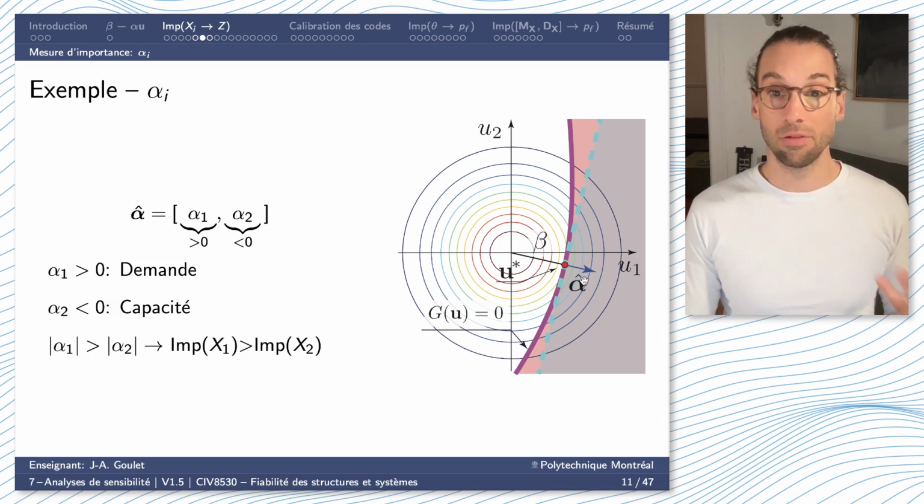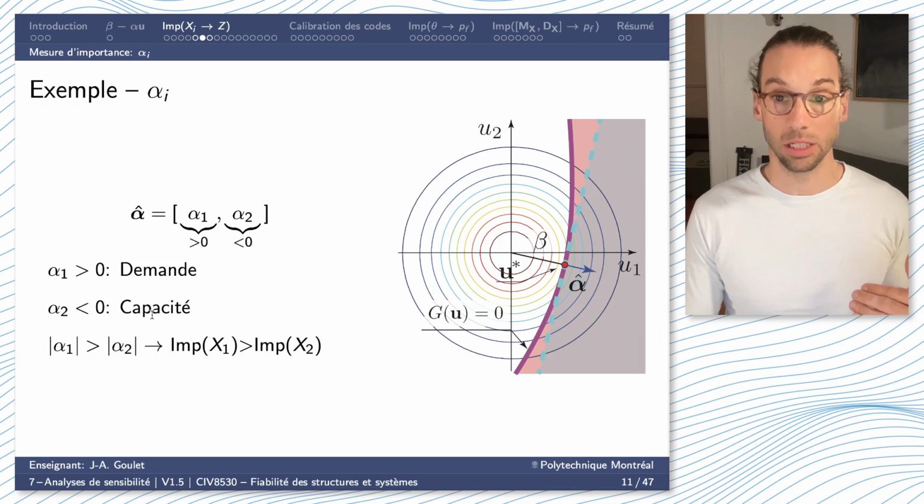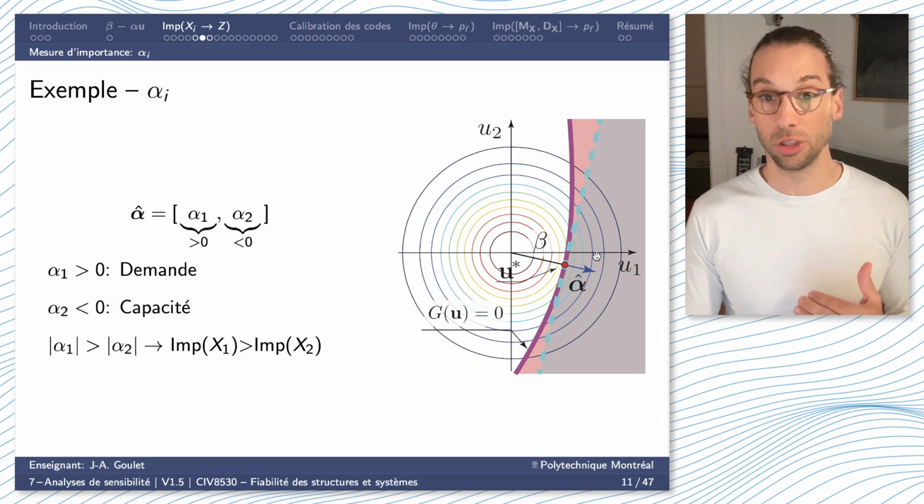If we have something like this, now we change the sign. We're going to say that alpha 1 is positive and alpha 2 is negative, meaning that alpha 1 is now associated with the demand and alpha 2 is associated with the capacity. And since alpha 1 is much greater than alpha 2, it means that x1 is much more important than x2.